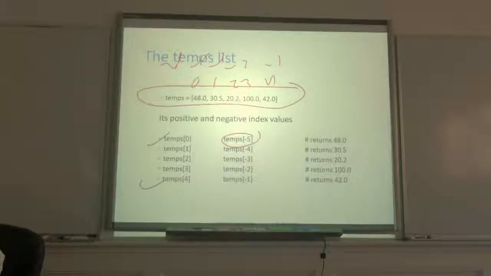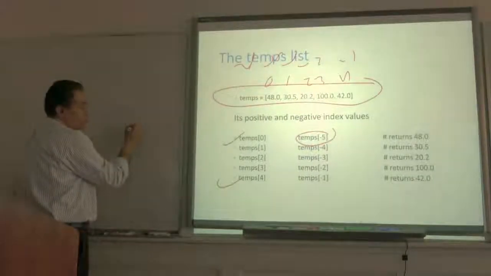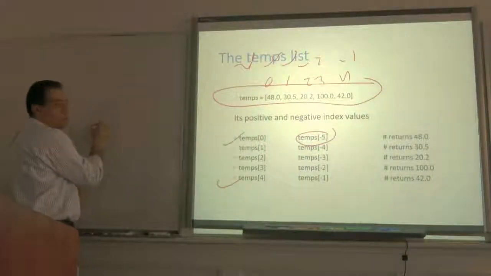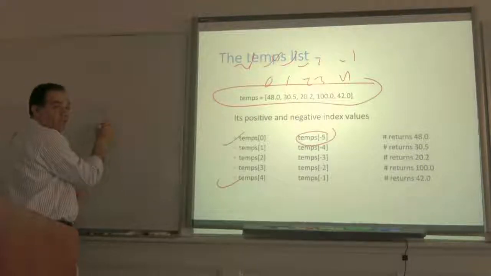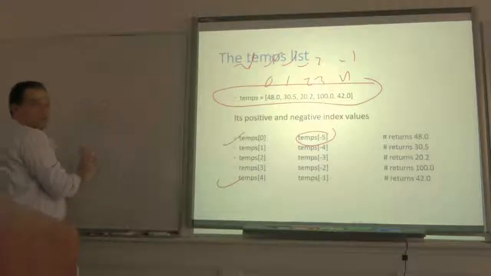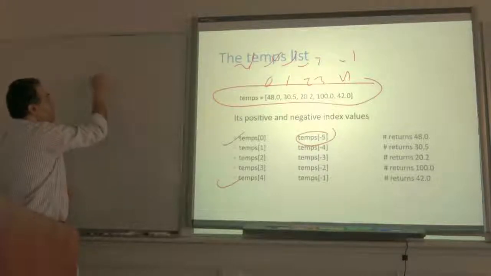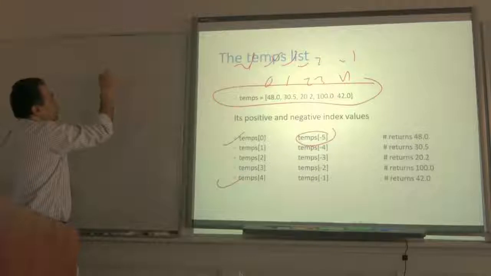So for indexing you have to remember, indexing starts from 0 to n minus 1, or from minus 1 to minus n, okay? So 0 equals minus n.